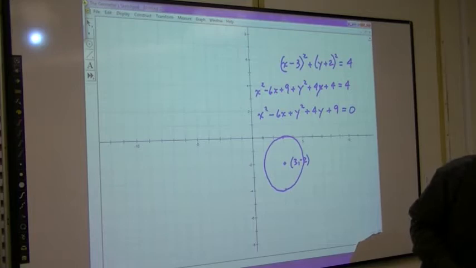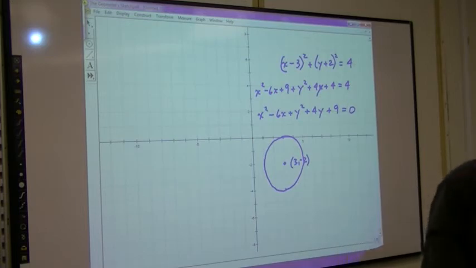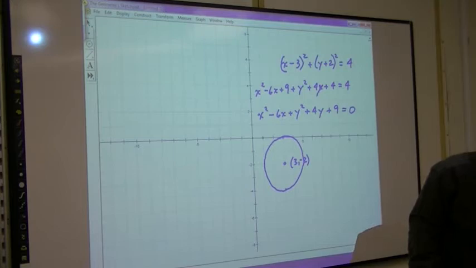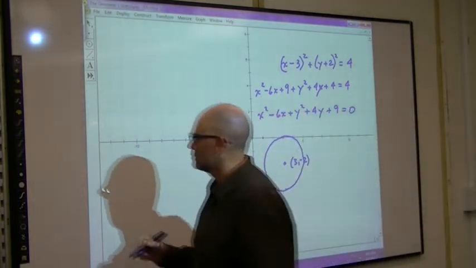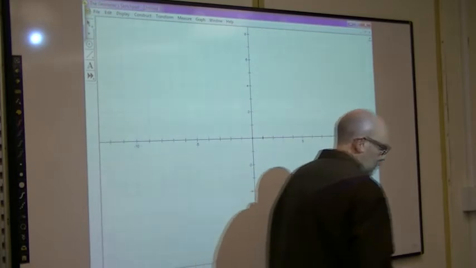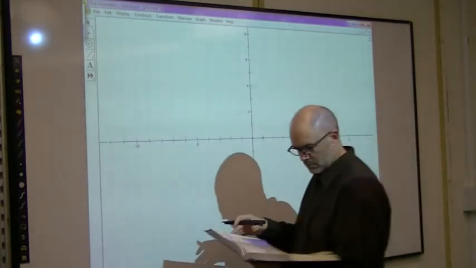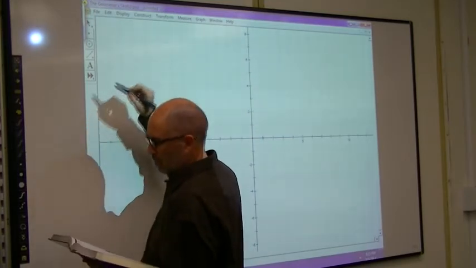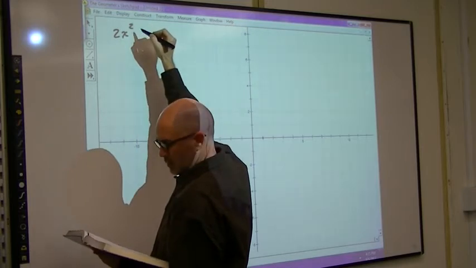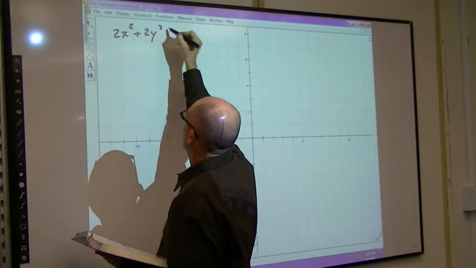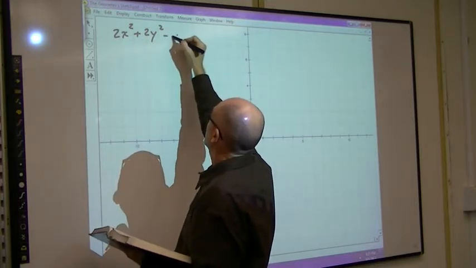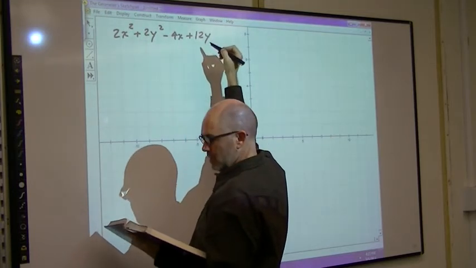All right, now, okay, the equation of a circle is 2x squared plus 2y squared minus 4x plus 12y minus 18 equals 0.